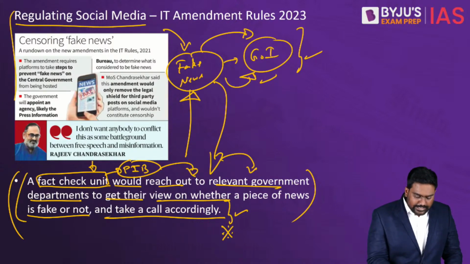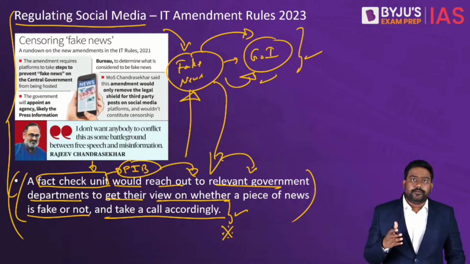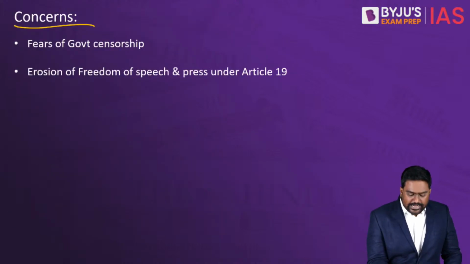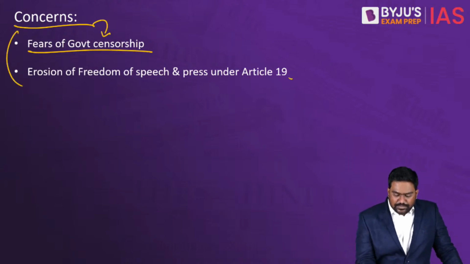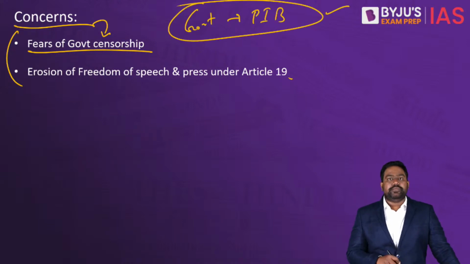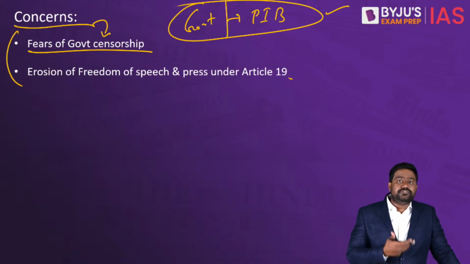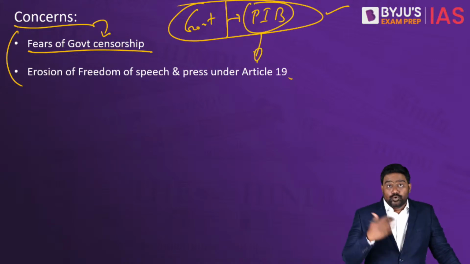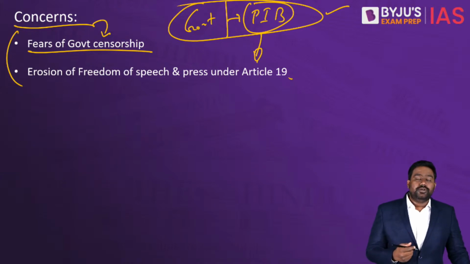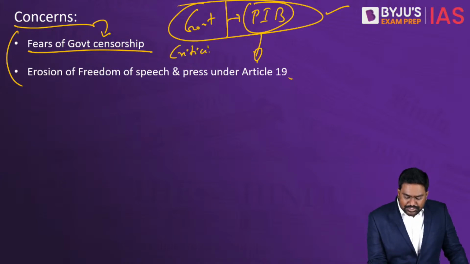But since it leads to removal of the content, there are concerns that it could lead to censorship through the government. Critics have pointed out that the government is giving itself these powers because PIB is very much a part of the government of India. PIB is not an independent organ. It's part of the government of India. It's the media communication arm of the government. So there is every possibility that the government, the ruling party, might misuse these powers to target any criticism and any opposition.